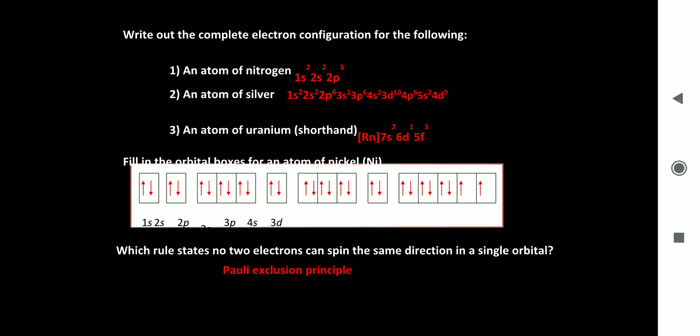Write out the complete electron configuration for the following atoms. The electron configuration for an atom of nitrogen is 1s2 2s2 2p3. The electron configuration for an atom of silver is 1s2 2s2 2p6 3s2 3p6 4s2 3d10 4p6 5s2 4d9. The electron configuration for an atom of uranium in shorthand is radon 7s2 6d1 5f3.